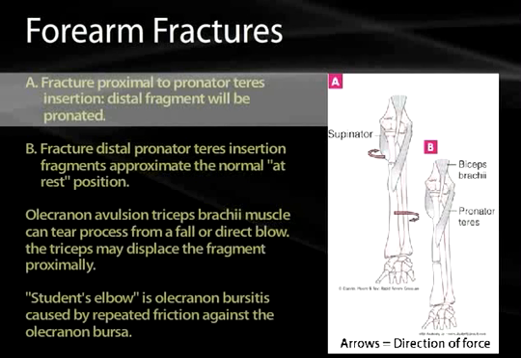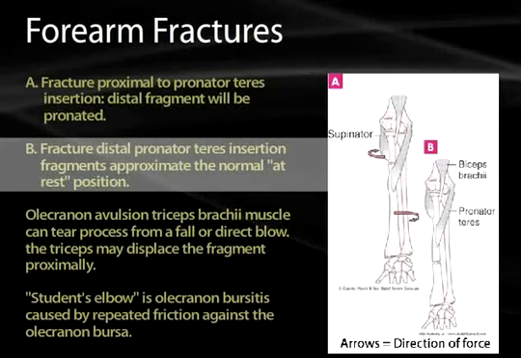So if there's a fracture in between those two, a proximal fracture to the pronator teres, there's going to be supination of the proximal component and pronation of the distal component. If you have a fracture distal to that, most of the supination is still balanced out by the pronator teres, and it essentially presents itself in an anatomical view. However, if somebody was trying to pronate or supinate this broken bone, there'd be significant pain.